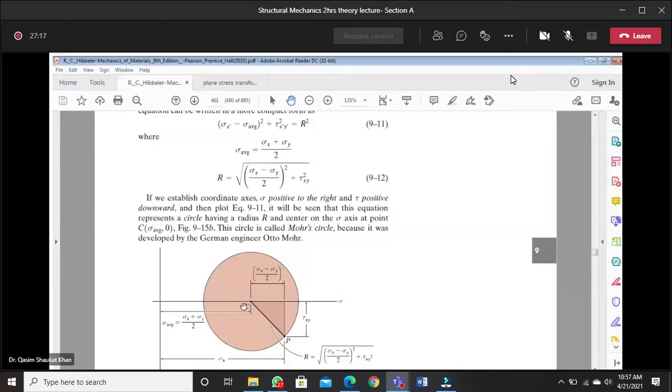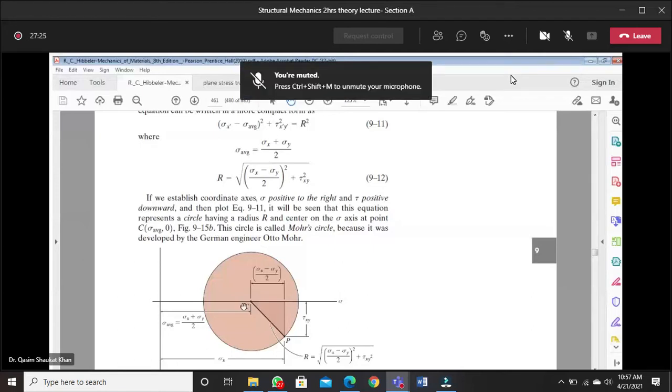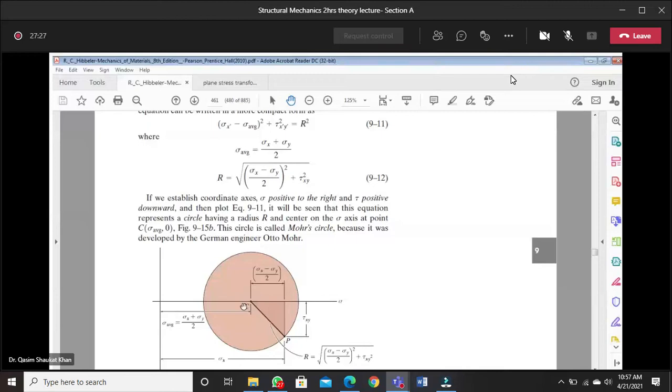xy squared. So after this, you can place your compass at the center point, open up equal to the radius of the circle and draw the circle. And now we are going to find out what this point P is.